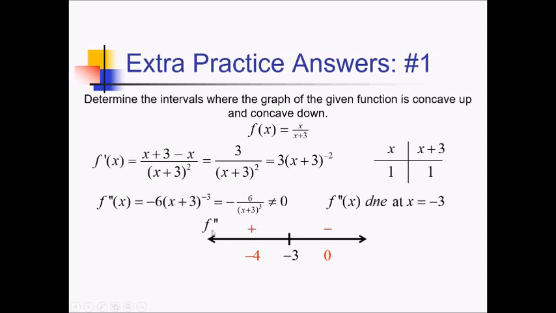Since f double prime is positive in this first interval, f is going to be concave up from negative infinity to negative 3. And since f double prime is negative over here, f is going to be concave down from negative 3 to positive infinity.